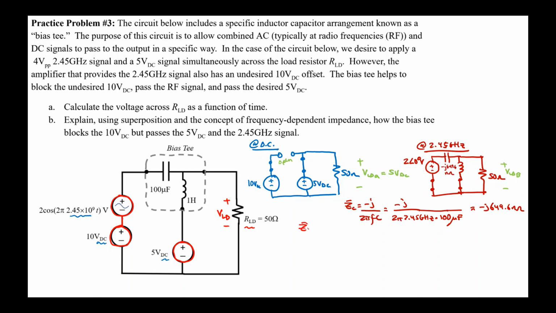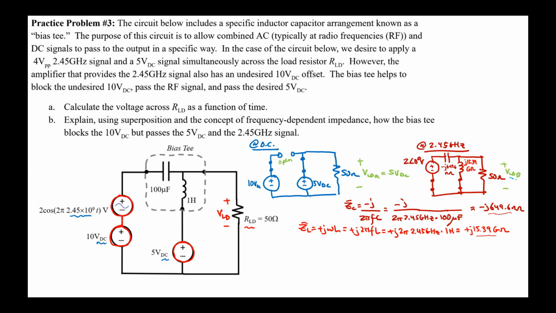For ZL, we will calculate that as plus j omega L, which is plus j 2 pi FL, which is plus j 2 pi times 2.45 gigahertz times the 1 Henry. That gets me a value of plus j 15.39 gigaohms. Yes, that's correct, gigaohms. You can see by comparing these two values, the j 15.39 gigaohms versus the minus j 649.6 nanoohms, that the nanoohms basically is nothing compared to the plus j 15.39 gigaohms. This is intentional as well.